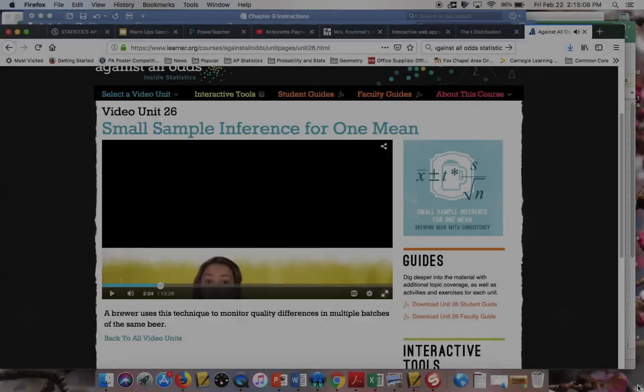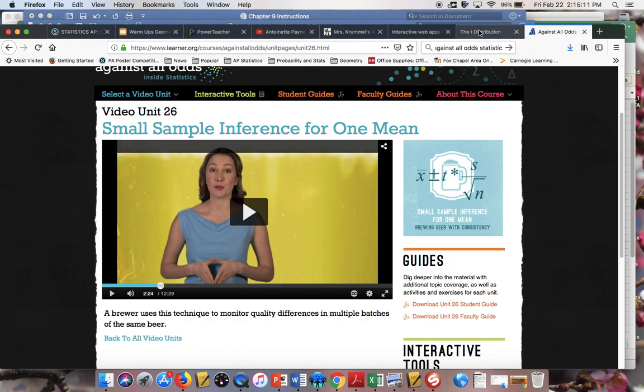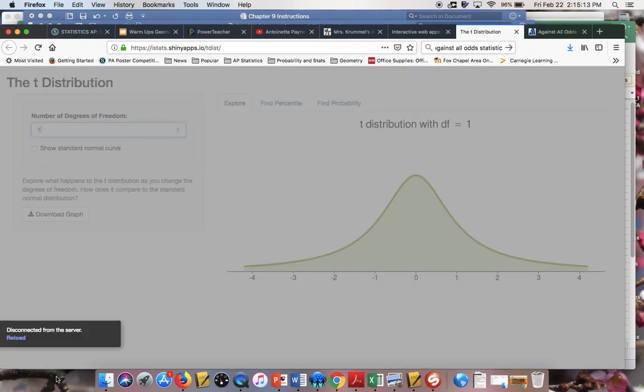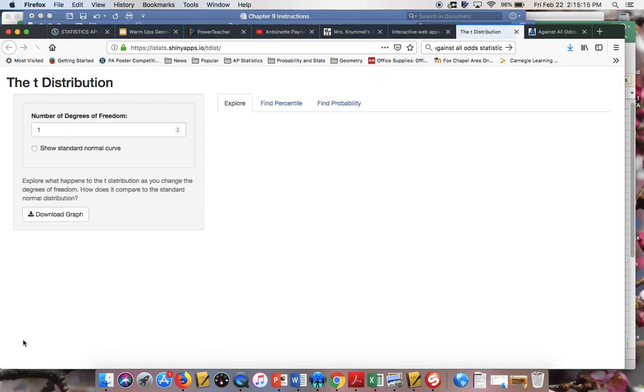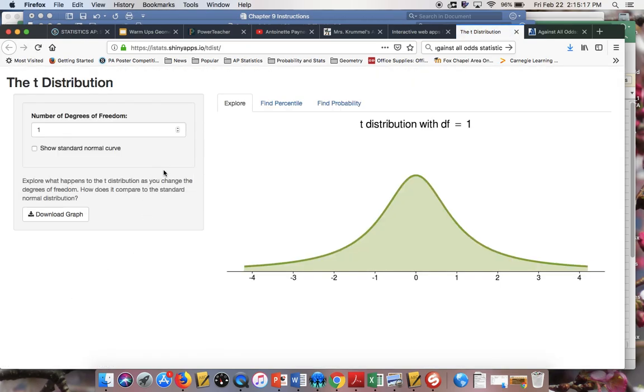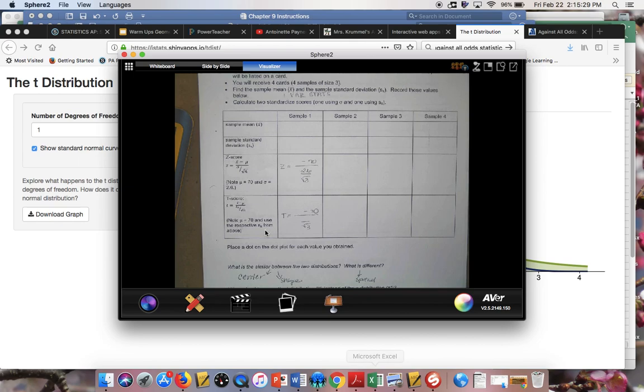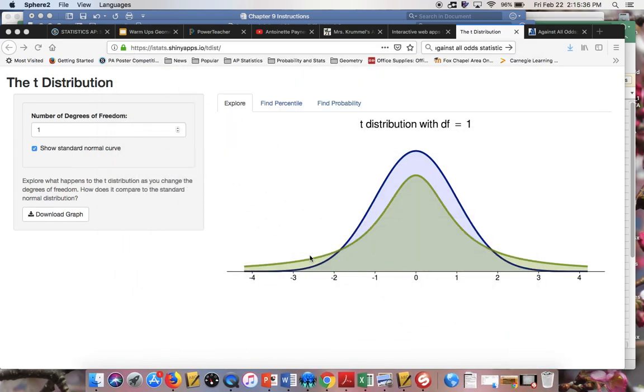Okay, so she just talked a little bit about this guy named William Gossett. So again, he was working on his beer. And what was happening here, so he had these small sample sizes. And he was trying to standardize them using that equation over there that I just showed you. So instead of using sigma over the square root of n, he's using Sx over the square root of n. He's using the sample standard deviation. And he's finding these values way further out here than he would expect.